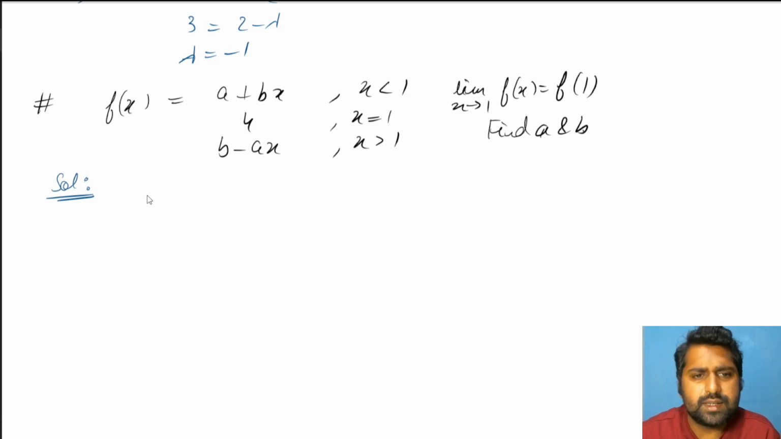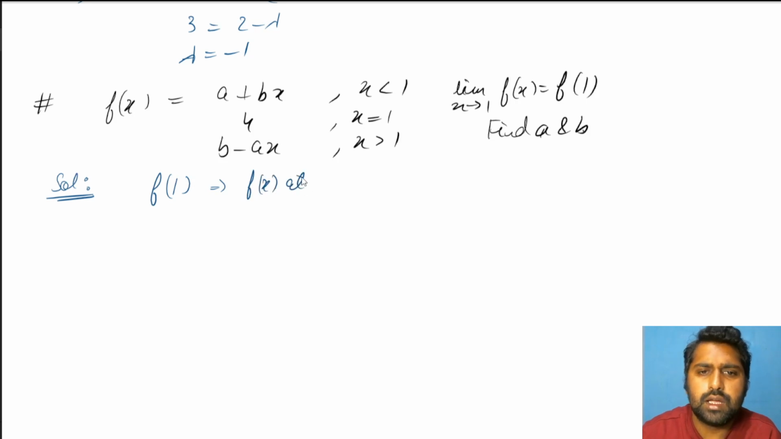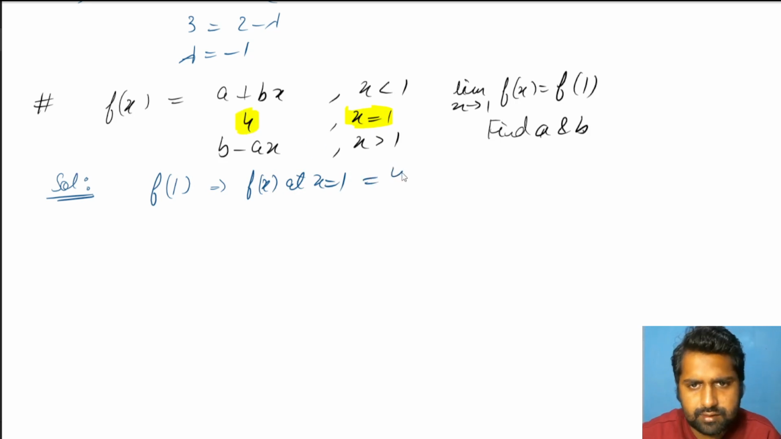First of all, what does this f of 1 mean? It means f(x) at x equal to 1. So if x is 1, what's your f(x)? It's 4. That means this value is 4. Then he's saying the limit is something.